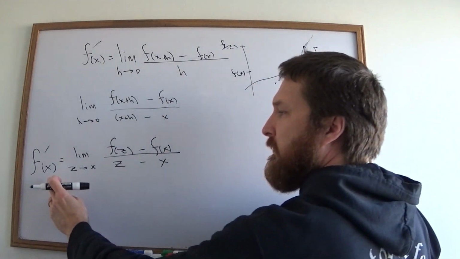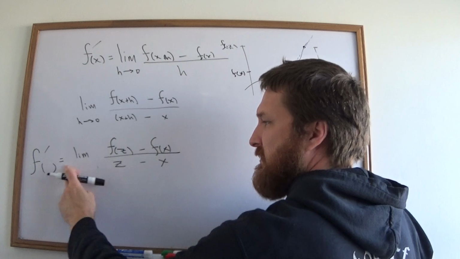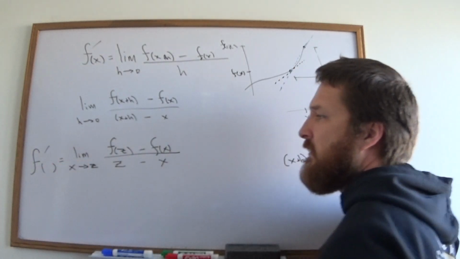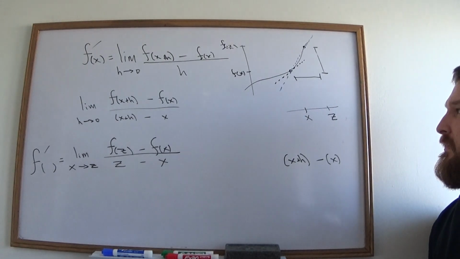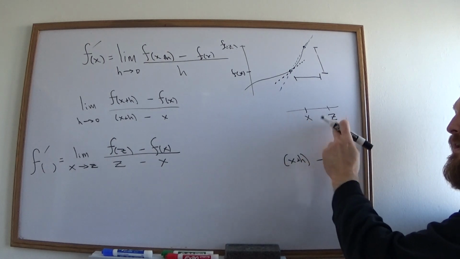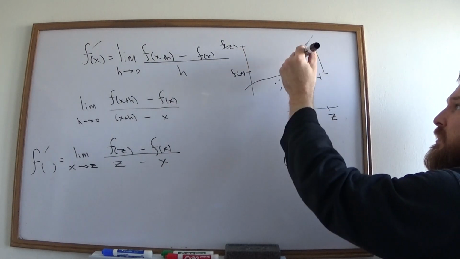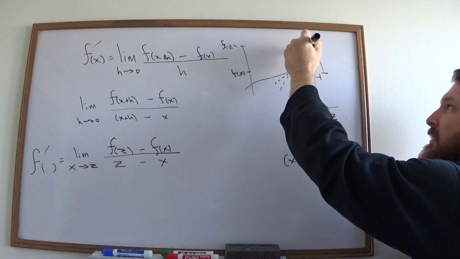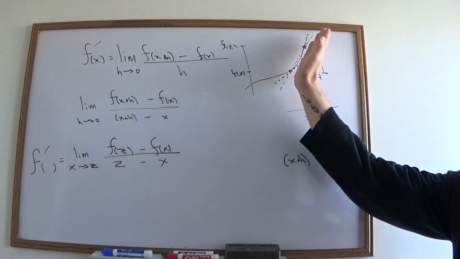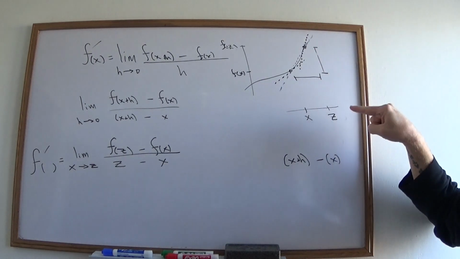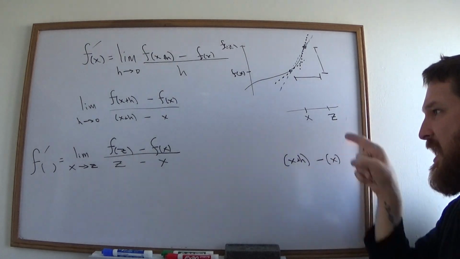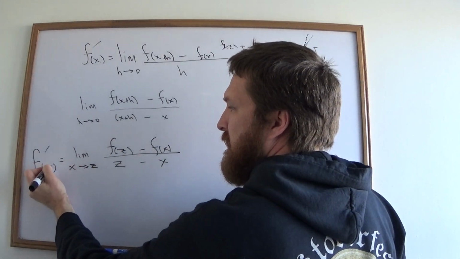Now let's change this up a little bit. Let's say I have the exact same thing, but instead I'm taking the limit as x goes to z. Then x moves this way, f of x moves this way, and the slope that this secant line will converge to is the slope at this number. So it'll be the derivative at that number right there, which will be z.